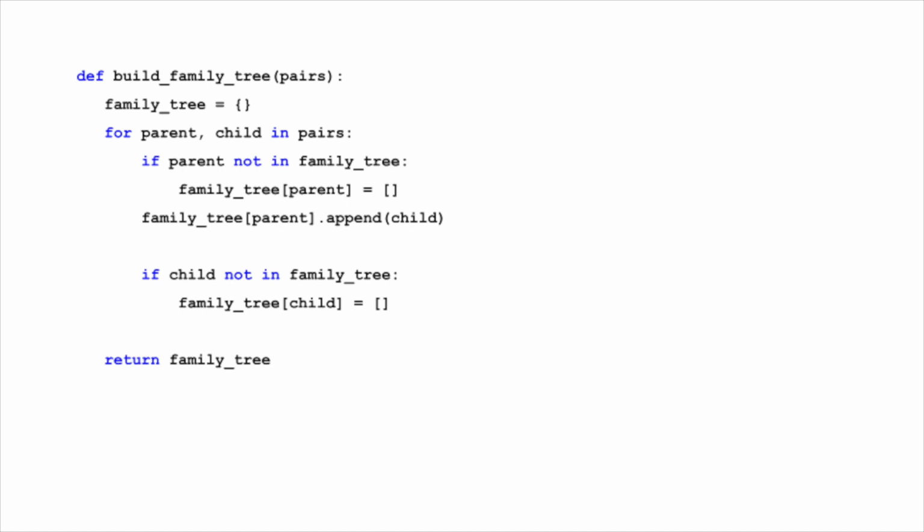While building the family tree, there's a common misstep that's easy to overlook: ensuring that every child is also included in the tree, even if they don't have children. This step is crucial to make our tree a complete and accurate model.